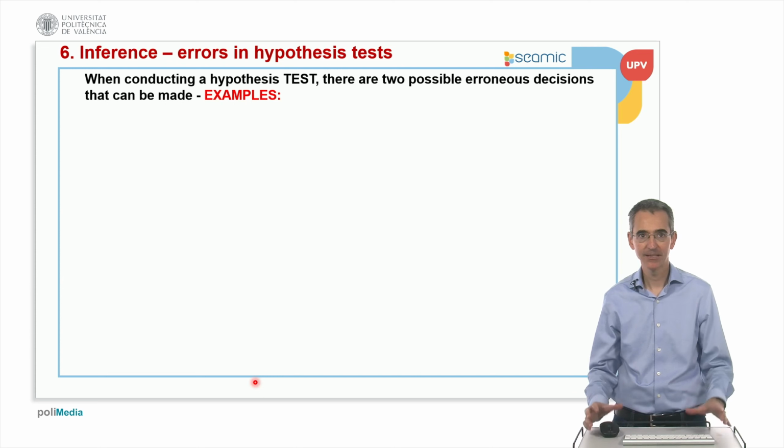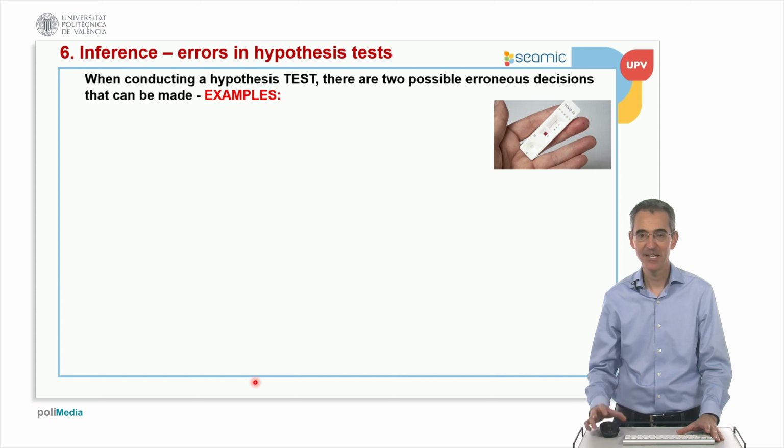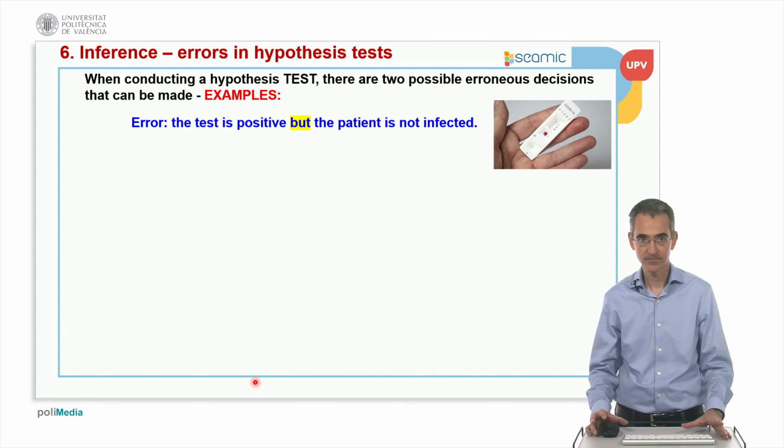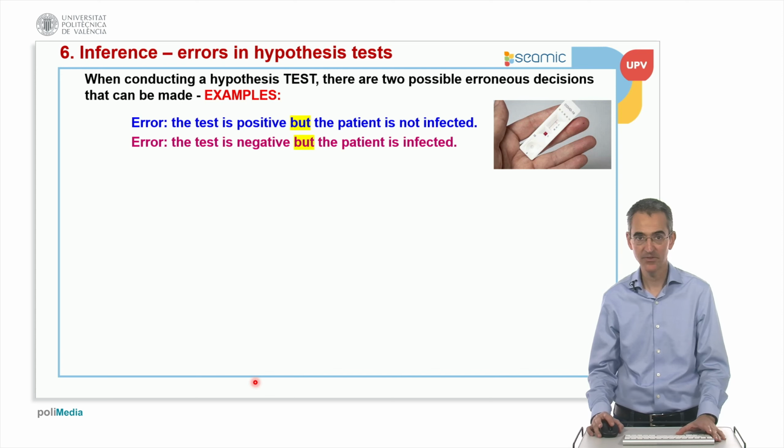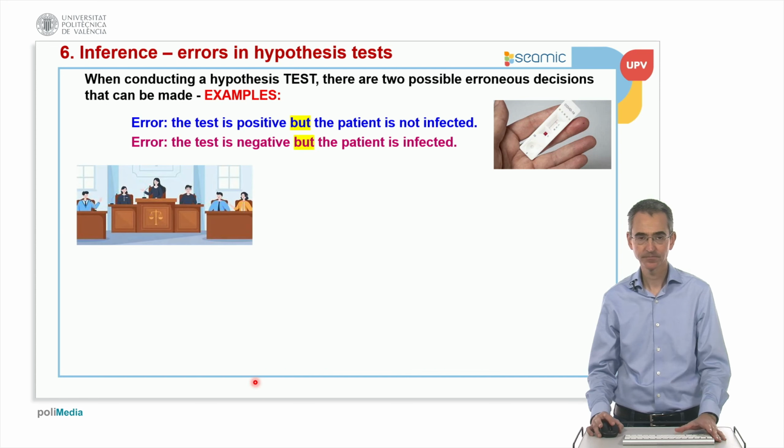When we conduct a hypothesis test, there are two possible erroneous decisions that can be made. For example, imagine that we make a test of COVID. There are two errors. The test is positive, but the patient is not infected, or the test is negative but the patient is really infected.